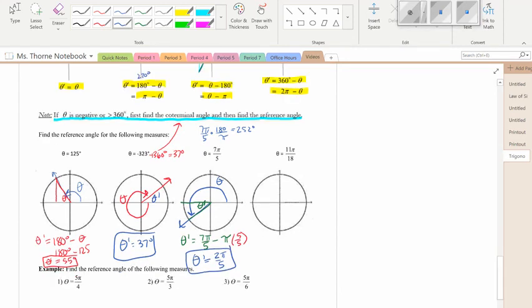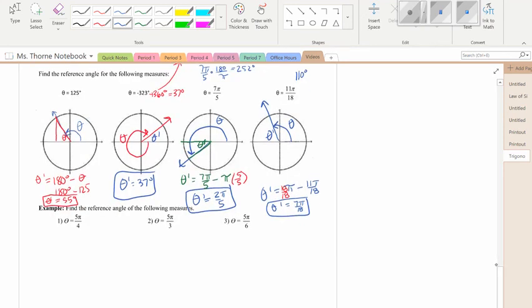So 11 pi over 18 is 110 degrees. So we know it's going to be in quadrant 2. So this is theta. And so we want to find this angle over here for theta prime. So theta prime is equal to, and we're using radians, so we're going to do pi minus 11 pi over 18. So that means we need to multiply this by 18 over 18 to get a common denominator. So when I do that, theta prime is equal to 7 pi over 18.